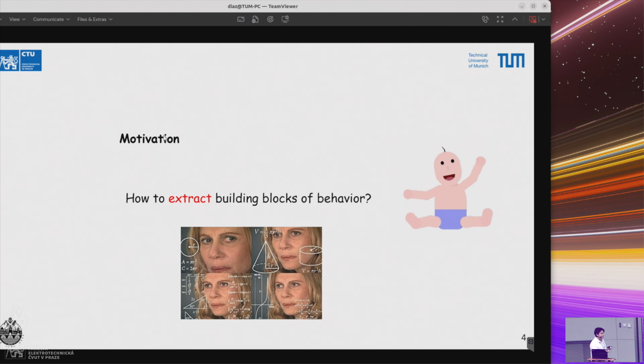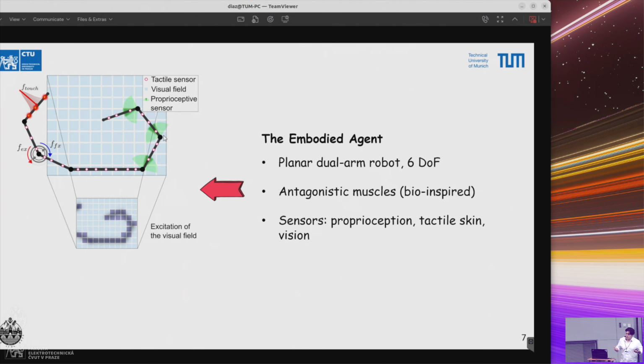And the premise was simple. We have an agent, in this case, a very simple agent. It's just a 6 degrees of freedom system with 2 arms, with a torso. It is biologically inspired in the sense that it has some antagonistic actuation, and it has a very simple sensory system. It can detect its joint angles, so a form of proprioception. It is also equipped with some receptive fields along the body, so as to imitate the idea of tactile perception. And there's also a visual field. So basically, when the body is within the visual field, you will have activations in those blue pixels, emulating the idea of how vision would work.